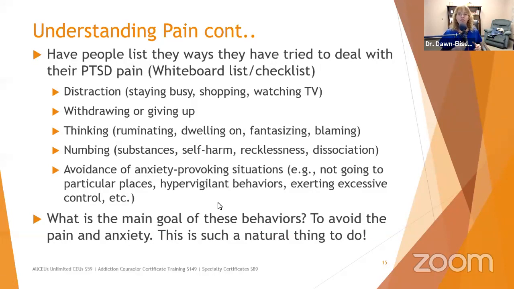And this is one of those that you can do on a checklist if you've got a group that's a little shyer, so they can check off for themselves which of the top 30 ways of dealing with PTSD pain they do, and that's fine. Or you can do it on a whiteboard if you've got a more engaged group, a more willing group to participate. And it can be anything. Distraction.